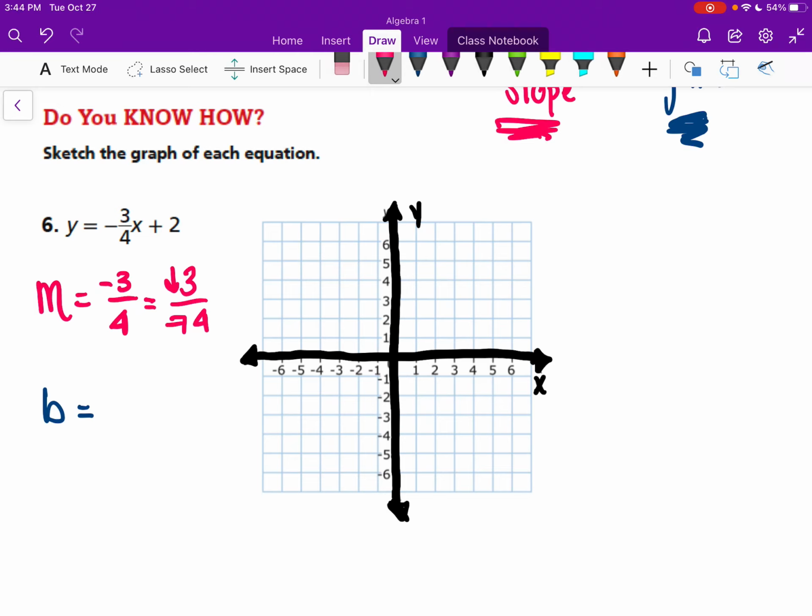The y-intercept would be the number that is not connected to the x, and in that case this is 2, which means we touch the graph at a y value of 2, so I plot that point, and then we move down 3 and over 4 to find our second point. Down 1, down 2, down 3, over 1, over 2, over 3, over 4, and now we have that point. Once we have 2 points, we can connect those 2 points, and that is enough to draw our line. And now we've sketched the graph of that equation by plotting the y-intercept on the graph and then using the slope to find a second point.